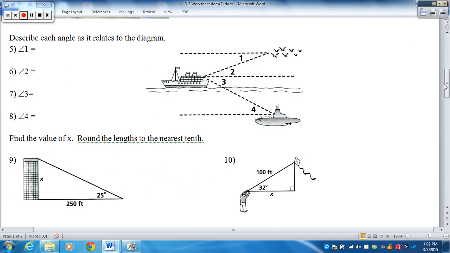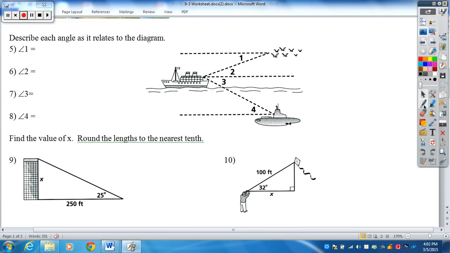But I'd like to drop down to numbers 5 through 8, and I'd like you to go ahead and just pause your computer right now and see if you can identify which ones of those angles, 1, 2, 3, or 4, are going to be angles of elevation, and which ones are going to be angles of depression. So take a moment and pause your computer and see if you can do that for me.